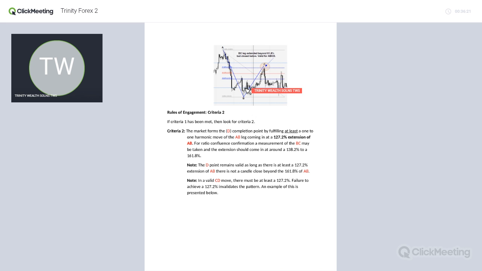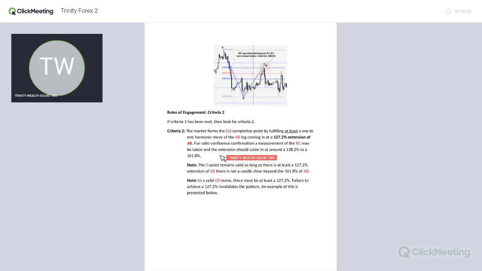So we are saying D is validated when you pick this line, A to B, and place it from C to D, where it ends, it touches the 127.2 extension of leg AB. That is now the confluence of 1:1 harmonics and the 127.2 extension of the AB leg.